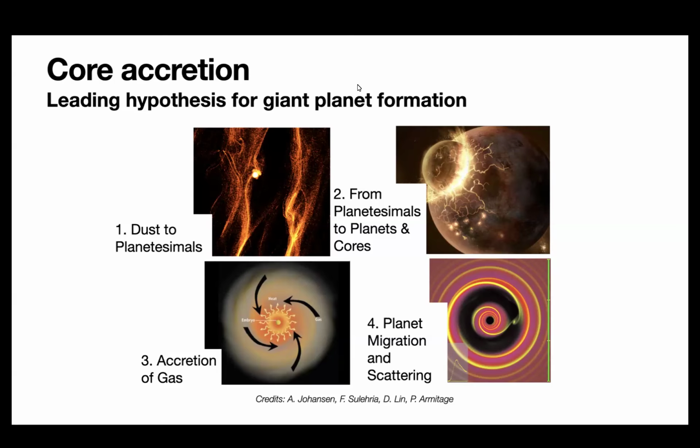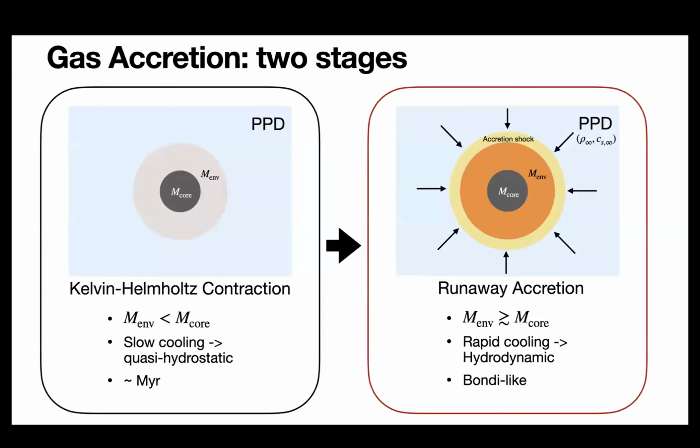In this talk, I'll be particularly focusing on the accretion of gas, which we can subdivide into 2 stages in this core accretion picture. In the first stage, there is a very long process of Kelvin-Helmholtz contraction. In the early formation process, the mass of the envelope of this giant planet is less than the mass of the core of the same planet. And so the way that this envelope grows is by cooling and contraction. This happens quasi-hydrostatically, and it takes about 1 million years, give or take.